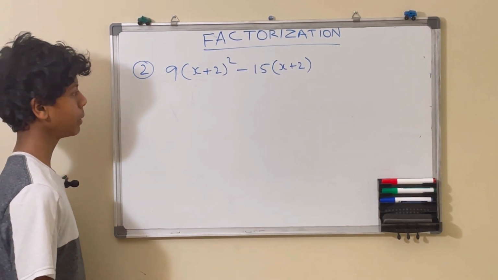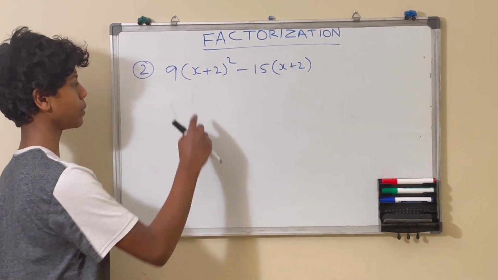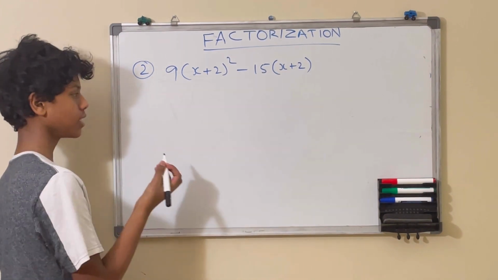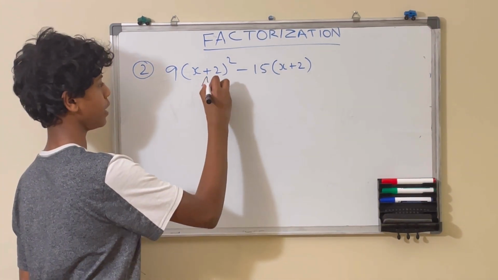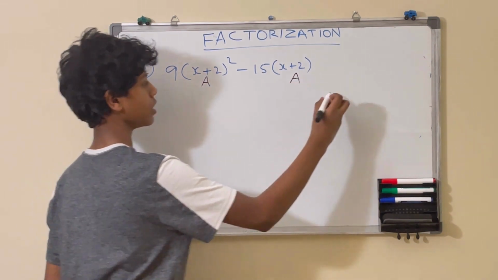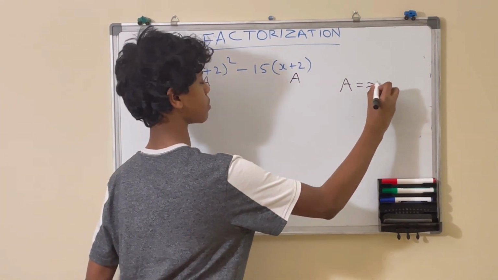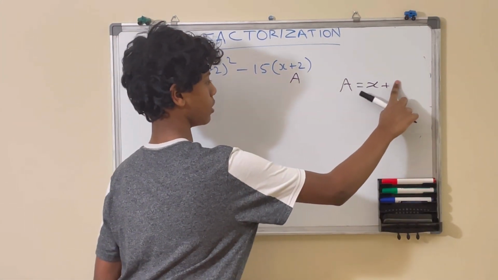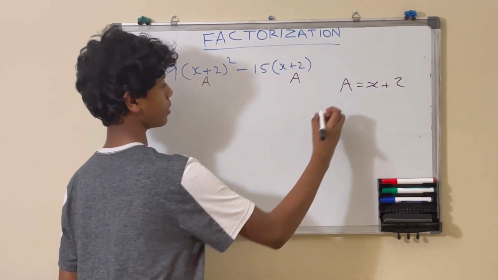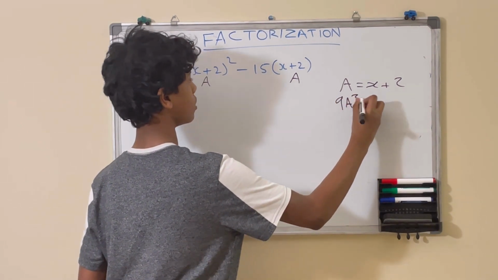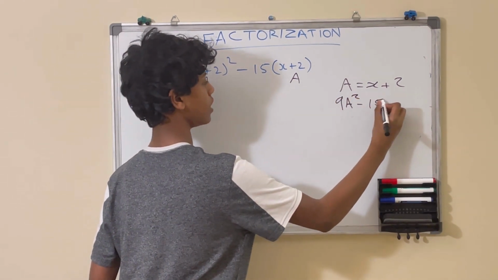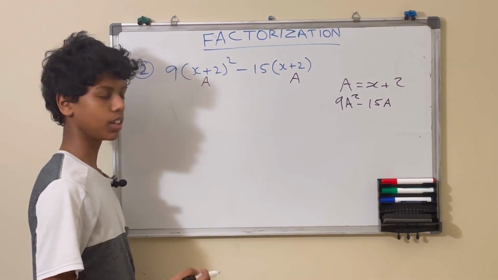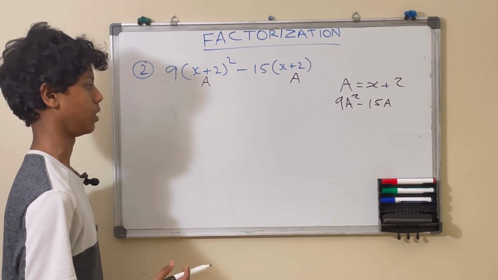So for this question, what we can do is use a letter to represent x plus 2, because we have it common in both of our terms. So let's say that x plus 2 equals a. So this would be a and this would be a. So a equals x plus 2. Now our new equation would be 9a squared minus 15a. I'm using letters to represent these so we can make our equation easier to solve.